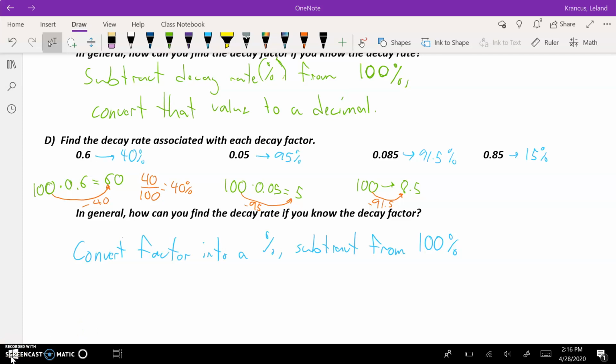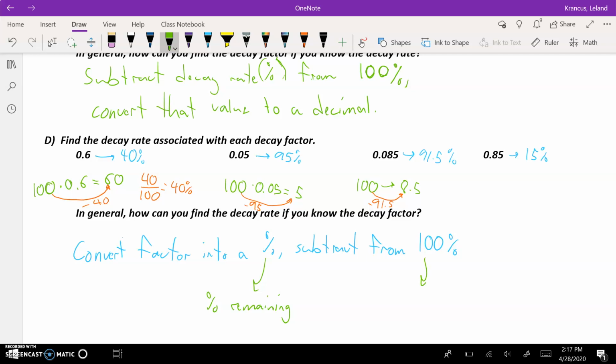And remember that works because when you convert the factor into a percent, that percent is the percent that remains after each time period. So that tells you the amount that's remaining after each time period. But the way we tend to communicate that is how much it changed by, what percentage it's losing each time. Especially with money, this is big, how much as a percentage is going down.